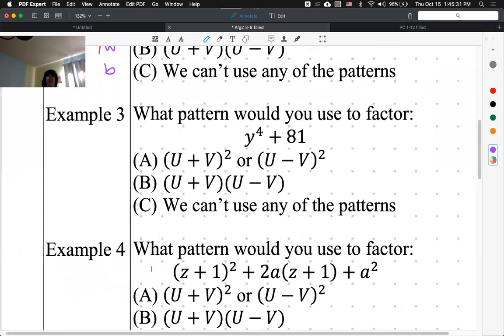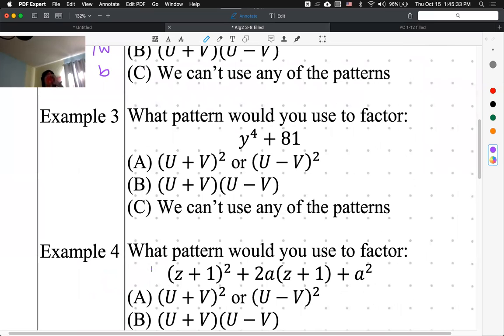What pattern would you use for this one? y to the power of 4 plus 81. It's either A, B, or C, 1, 2, or 3. Everyone's going to vote. You're just going to look at it and say, oh, yeah, I know which one that is.